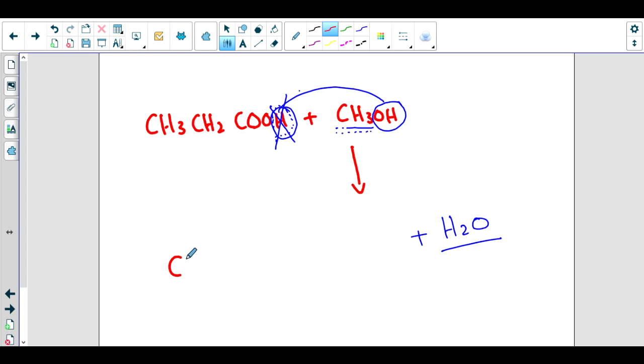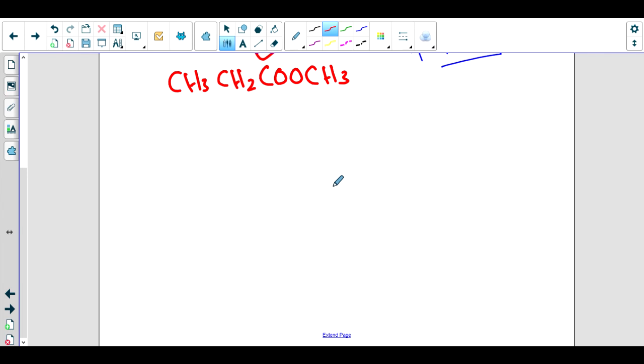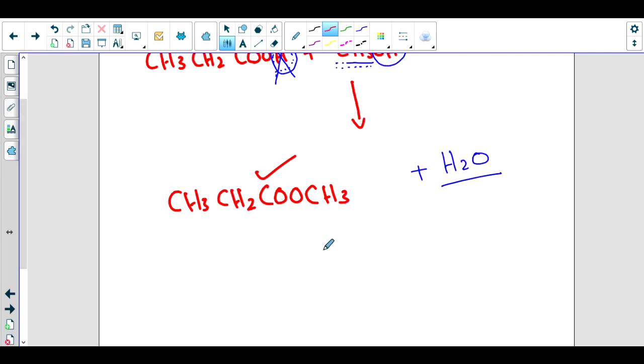So what do you get? Swap them. No rocket science. CH3, CH2, C double bond O, remove the hydrogen, put CH3. Done. This is the ester. Just swap the H of the carboxylic acid with the methyl part of the alcohol. Now the question is how to name it. An ester has two parts: the alkyl part and the oate part.